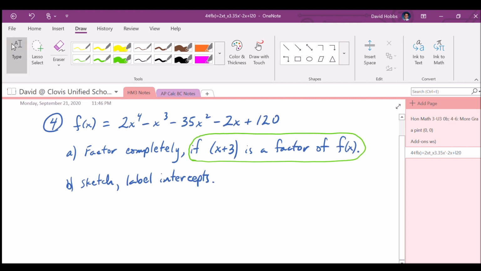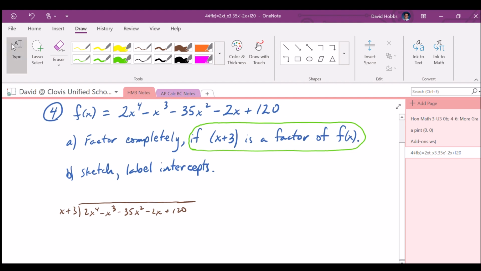Okay, so we're going to set up our division. And I know some of you guys are going, well, how does that help us? I will show you how it helps us. So x plus 3 into 2x to the 4th minus x cubed minus 35x squared minus 2x plus 120. Now we've done this before already, so I'm going to go faster. Have your alternate color ready to go. Okay, so here we go.